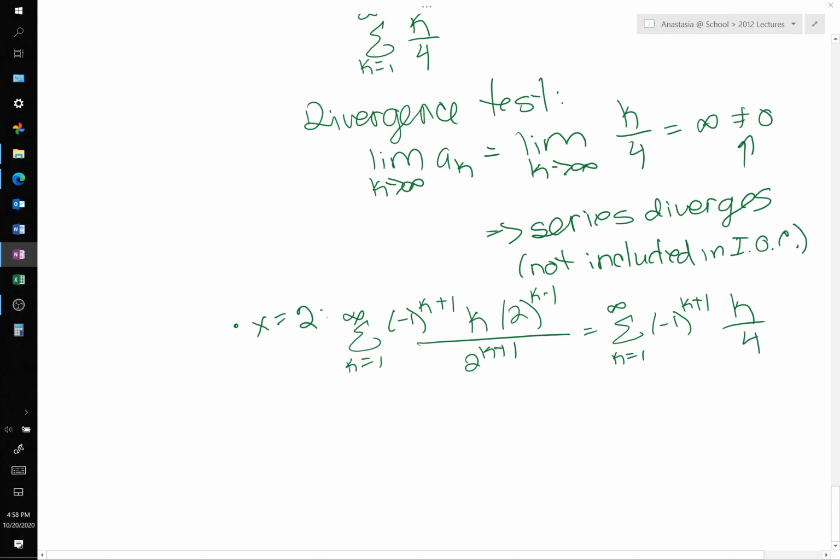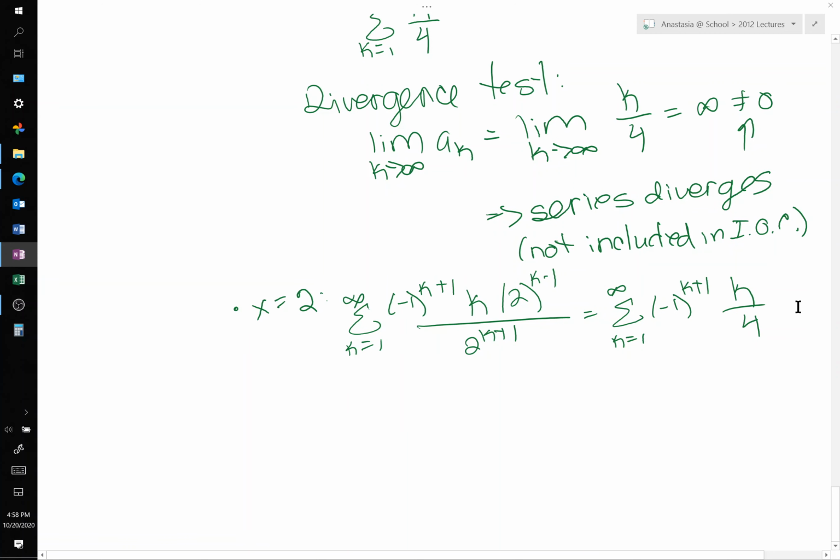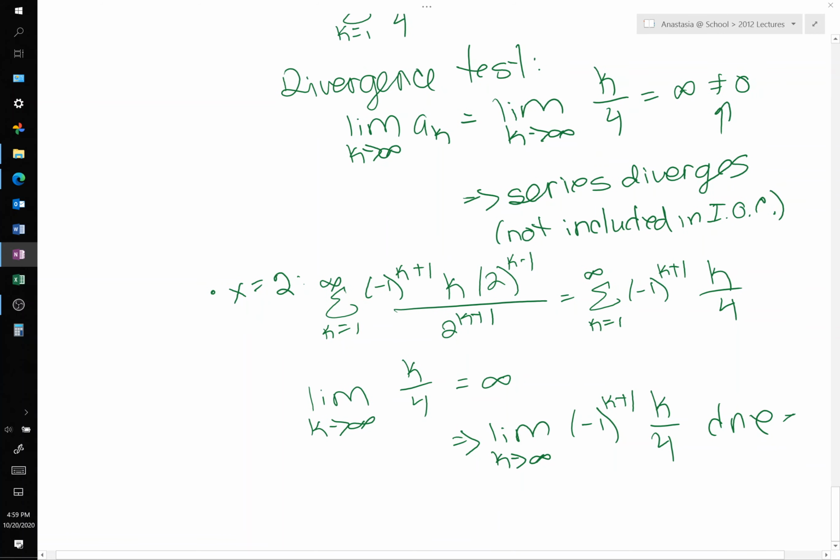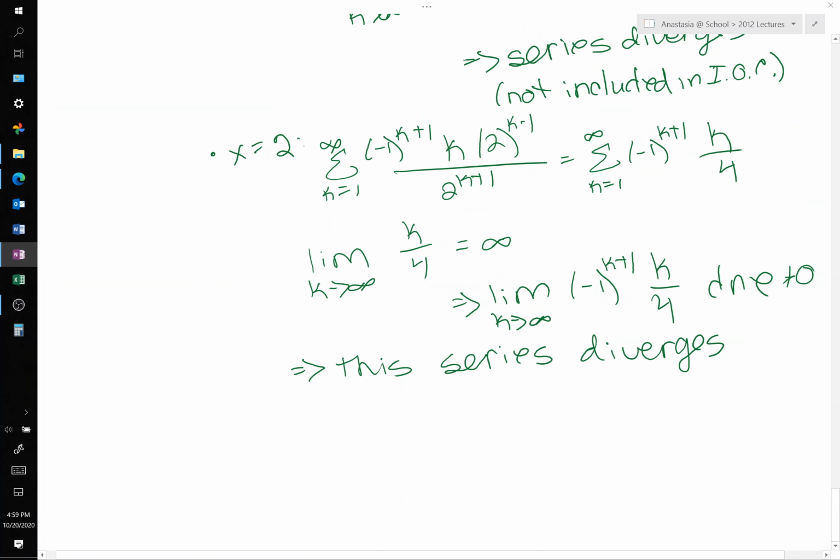Now this is an alternating series. We could actually apply the test for divergence here as well, because if we look at the limit as k approaches infinity of k over 4, since this equals infinity, this means that the limit as k approaches infinity of -1 to the k plus 1 times k over 4 is not going to exist. And if it doesn't exist, it definitely doesn't equal 0, which means that this series diverges. And again, we won't include it in our interval of convergence.